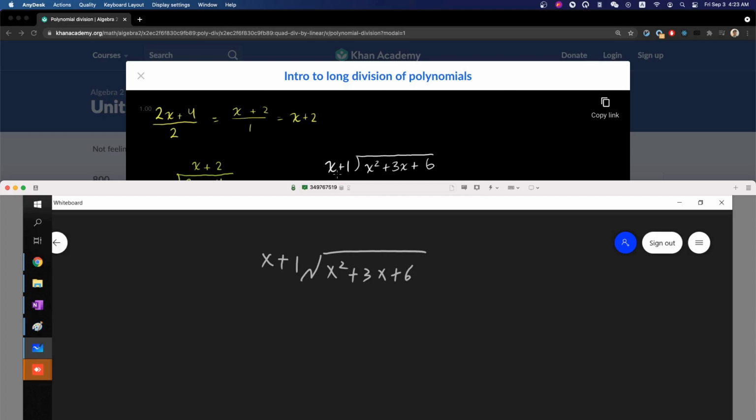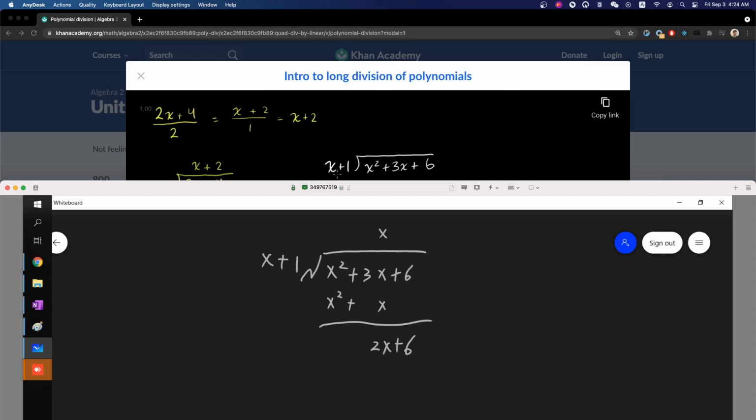How can we do this division? Let's say at first, I'm going to multiply the x plus 1 by x. So if we do that, what would we get? We would get x squared plus x. There should be just the x. Okay, for now the x squared was cancelled out. 3x minus x would be equal to 2x. Then we're left with 6 here.